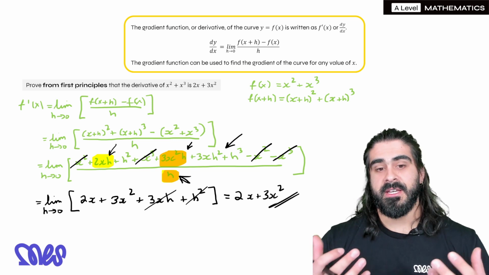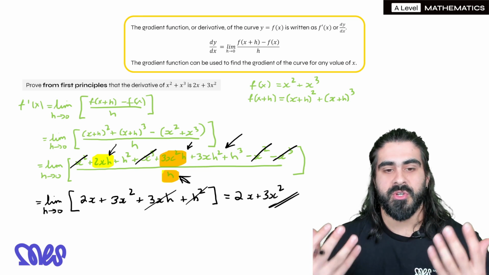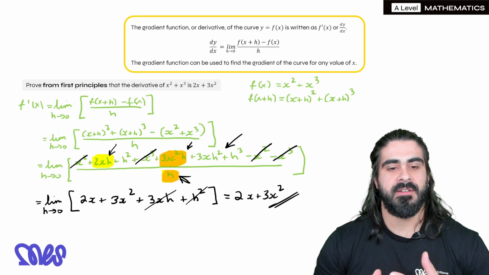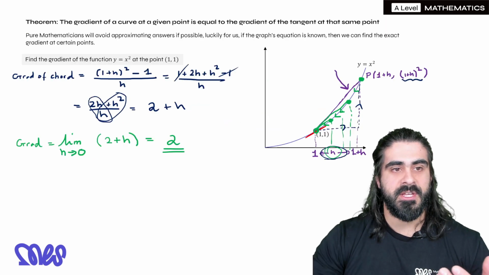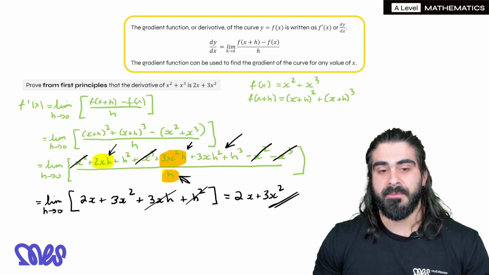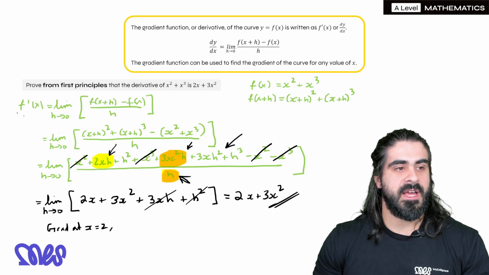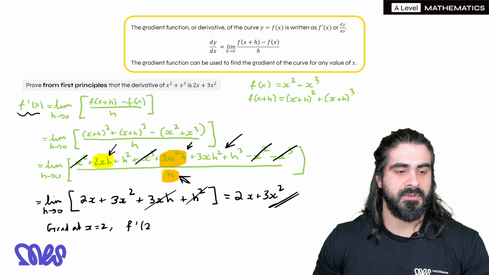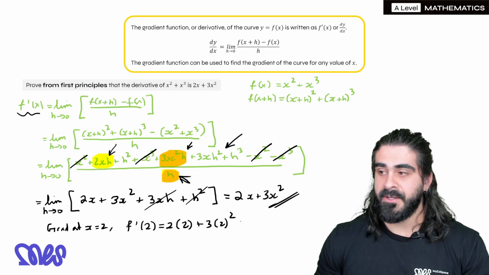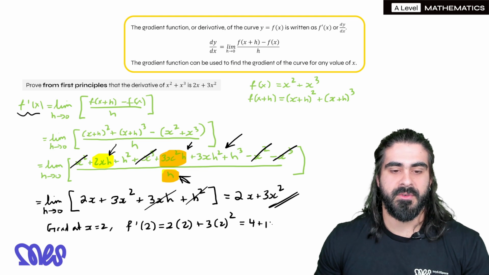So the good thing about knowing the gradient function is that anyone can ask you, what's the gradient of our original function at 2? It means we don't have to do this process again and again. We just find the general gradient function and we sub in 2. So if someone said, what's the gradient at x is 2? You would sub into f dash x, right? So f dash of 2 is 2 times 2 plus 3 times 2 squared, which is 4 plus 2 squared, 4 times 3, 12, so 16.